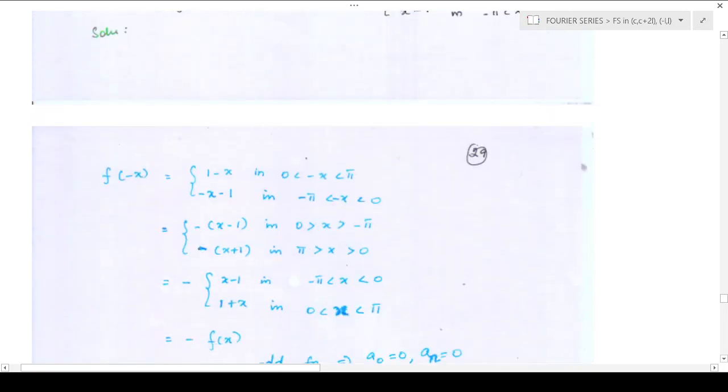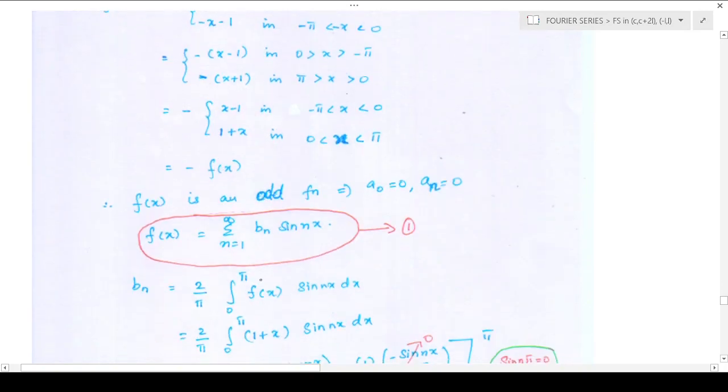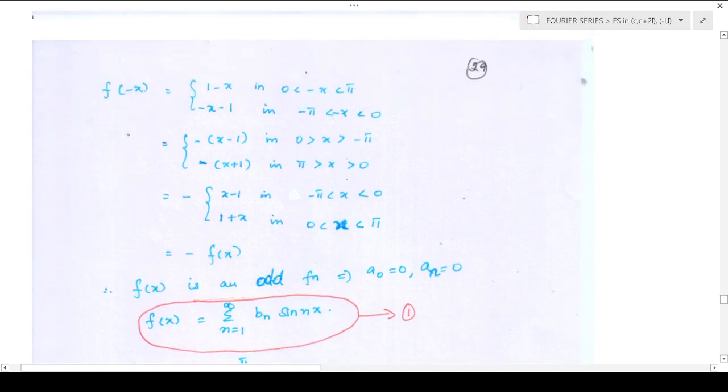Take minus outside in both the cases. Here it is minus x, minus x. If you multiply throughout by minus or divide throughout by minus, the inequality will change. So 0 greater than x greater than minus pi, it will be here. Pi greater than x greater than 0, it will be. Rewrite, take this negative commonly outside, it is minus f of x. So the f of x and f of minus x differ by a negative sign. It is an odd function.